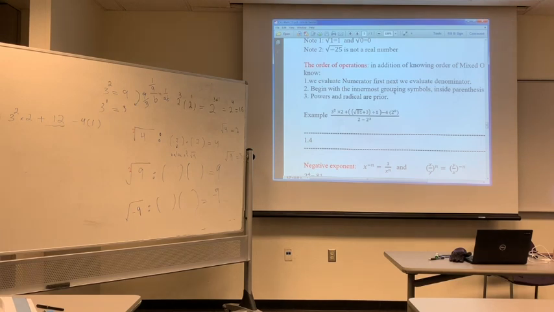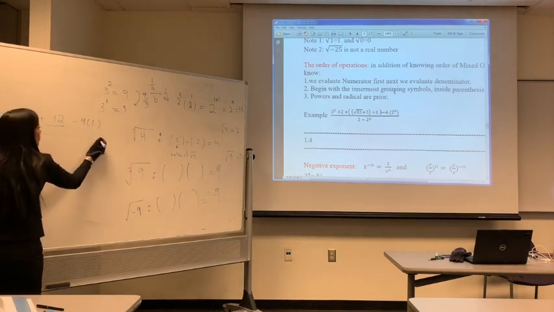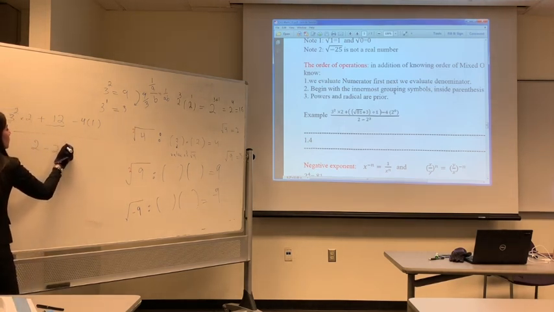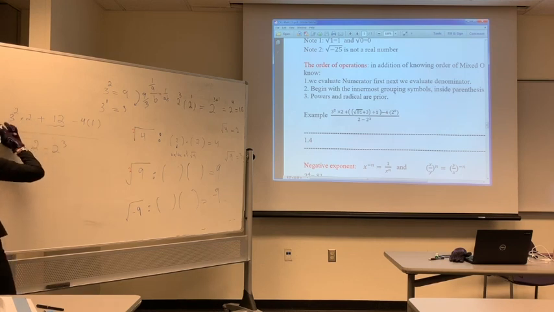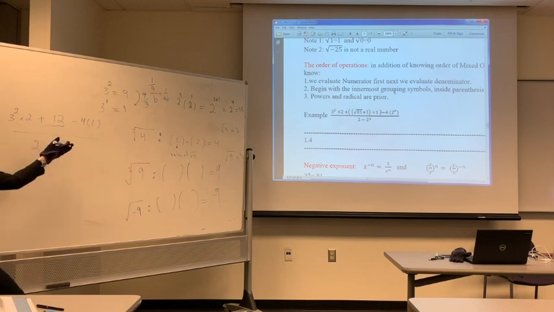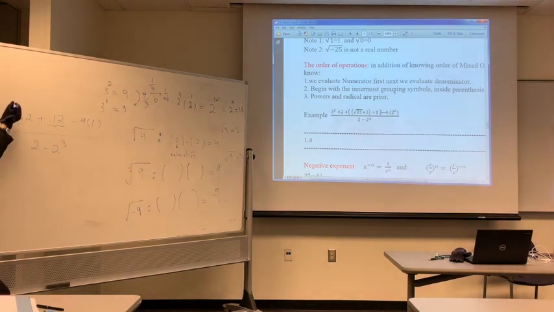Divided by 2 minus 2 power 2. So let's finish this numerator now. From left to right, then it goes multiplication afterwards? No, because we have power, correct? We still have another priority: power and radical come before multiplication and division. So 3 power 2 is 9, correct?